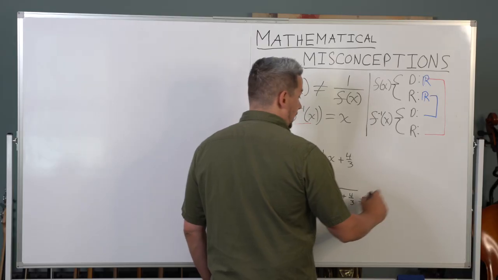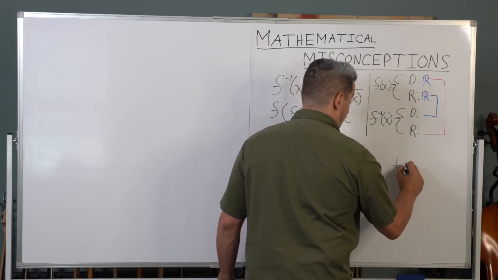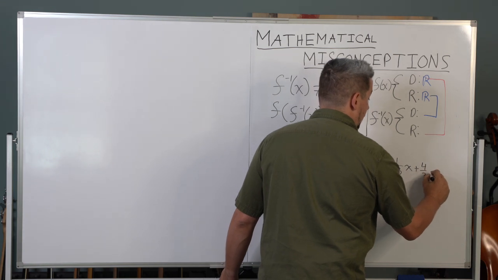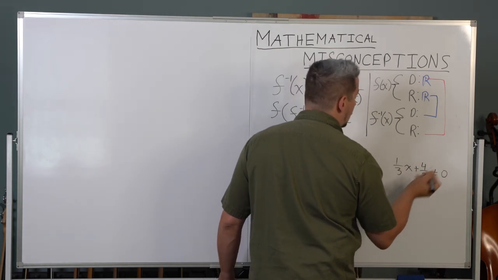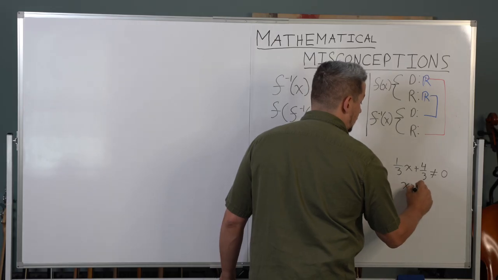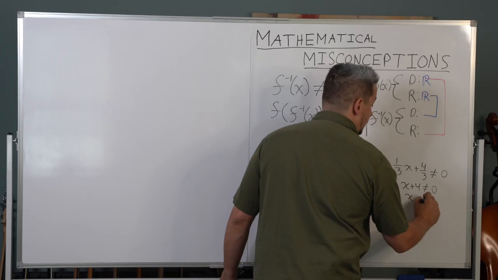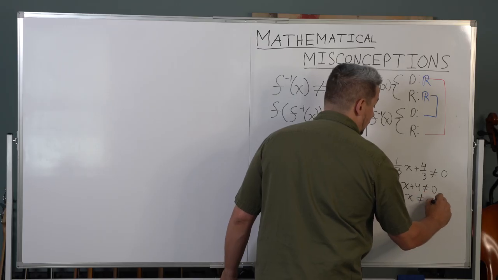So the first thing we can do is 1/3 x plus 4/3 cannot be 0. Multiply everything by 3, x plus 4 cannot be 0. And so we find that x cannot be -4.